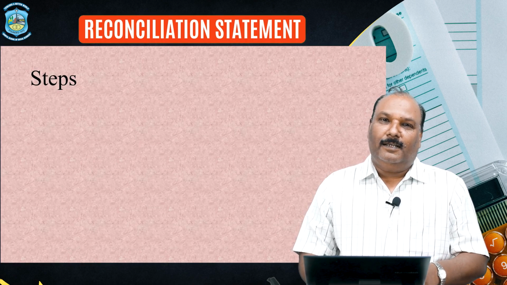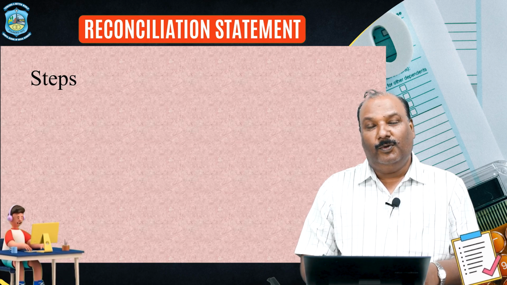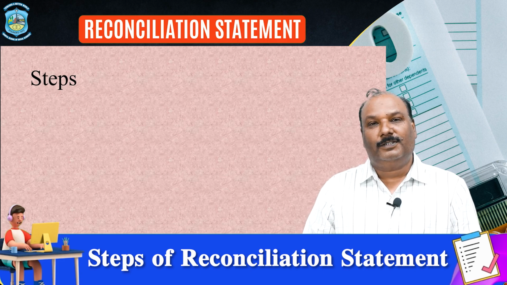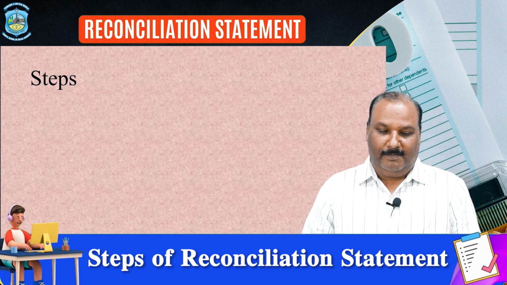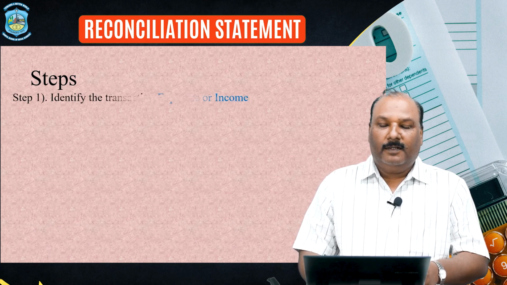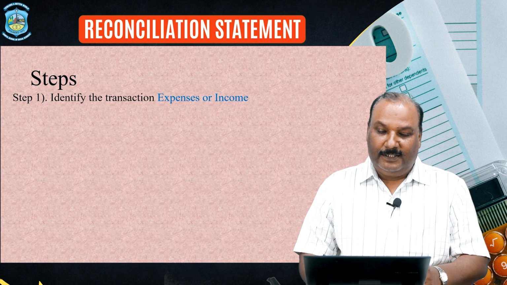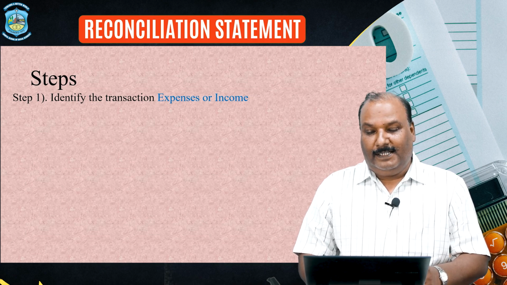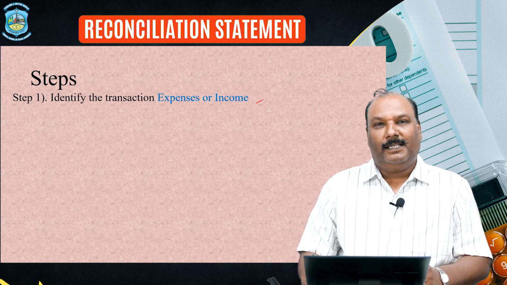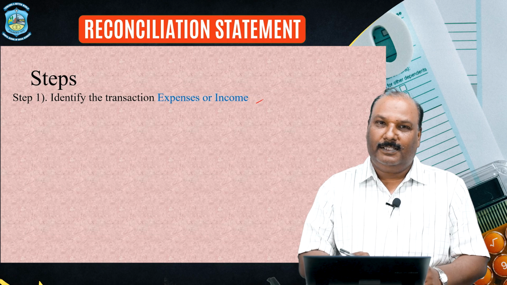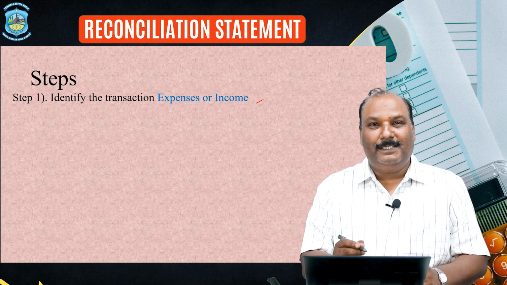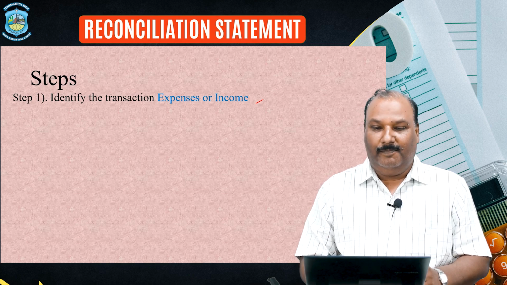Before starting the practical question, we must know about the steps. What are the steps to solve a question of reconciliation statement? There are three steps. Number one, identify the transaction, whether it is an expense or income. Before starting the question, whatever transaction is given, we have to identify whether it is expenditure in nature or income.